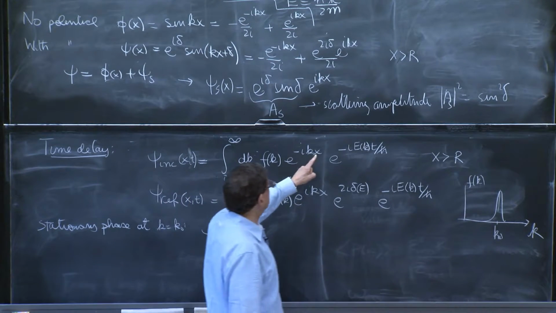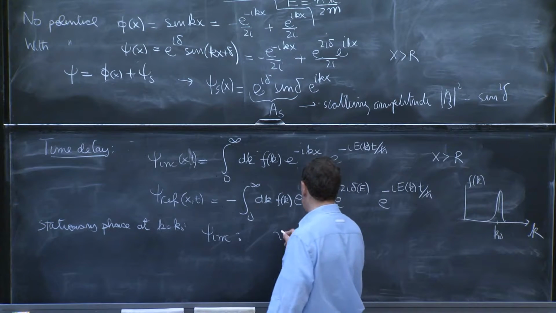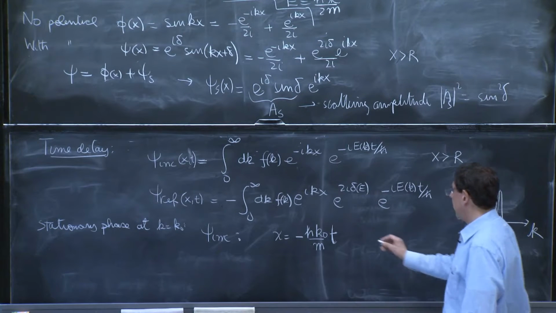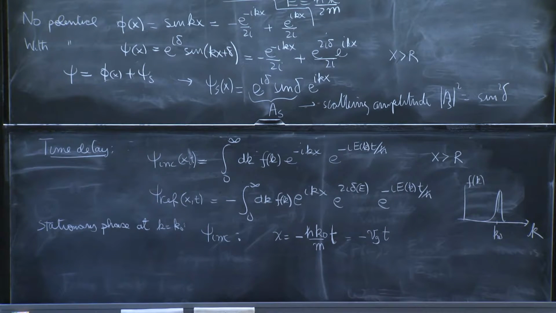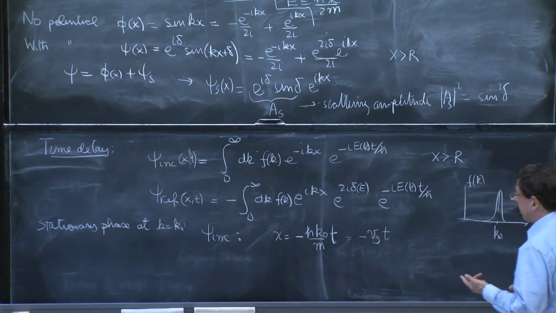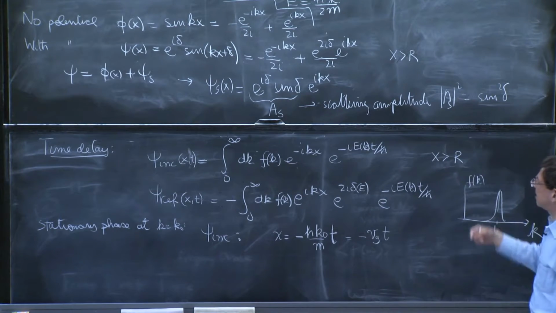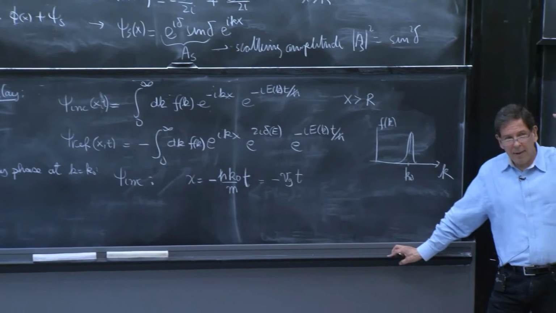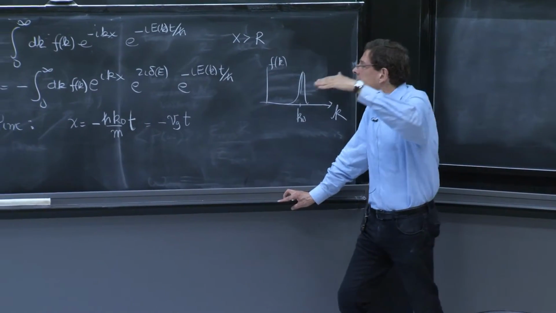For psi incident, you've done this computation a few times already. You find a relation between x and t, and I will just write it. It's simple. You find that x is equal to minus h bar k naught over m times t, or minus some velocity, group velocity, times t. That is the condition for a peak to exist. The peak satisfies that equation. And this makes sense when t is negative. This solution for psi incident only makes sense for x positive, in fact, x greater than r. So this solution needs x positive, so it needs t negative. Indeed, this is a wave that is coming from x equal plus infinity at time minus infinity, and it's going in with this velocity.